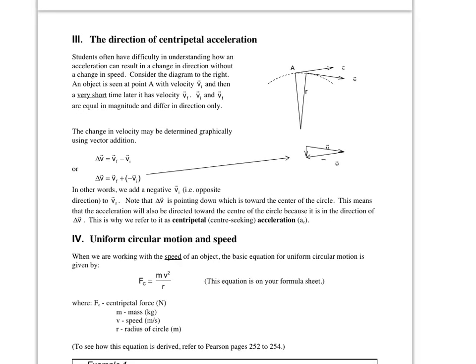So just to reiterate the direction of centripetal acceleration, there's this diagram in our notes. And again, some of our labels have disappeared here. An object at point A has a velocity of VI. Then it travels a very short time later. It's traveling clockwise here. It gets to this point, and that will be our VF. These are equal in magnitude, so VI is equal to VF in terms of its numerical value. The only thing that's different is the direction.